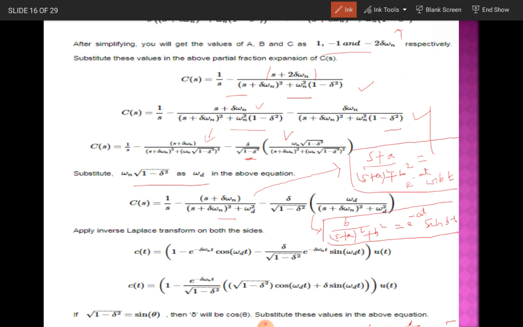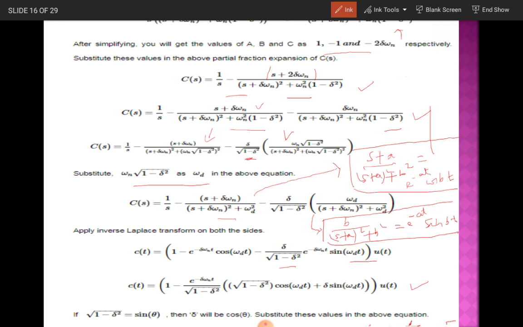So c(t) can be written as 1 - e^(-del omega_n t) cos omega_d t - del/square root of 1 - del^2 e^(-del omega_n t) sin omega_d t, into u(t). Okay. So now it becomes a standard format.